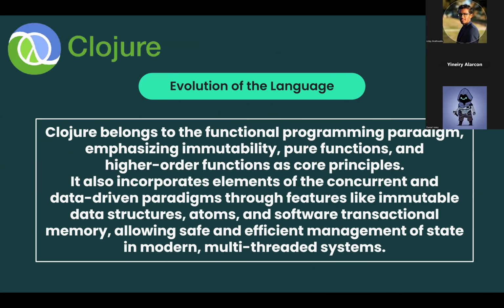So Clojure belongs to the functional programming paradigm, emphasizing immutability, pure functions, and higher-order functions as core principles. It also incorporates elements of the concurrent and data-driven paradigms through features like immutable data structures, atoms, and software transactional memory, allowing safe and efficient management of state in modern multi-threaded systems.